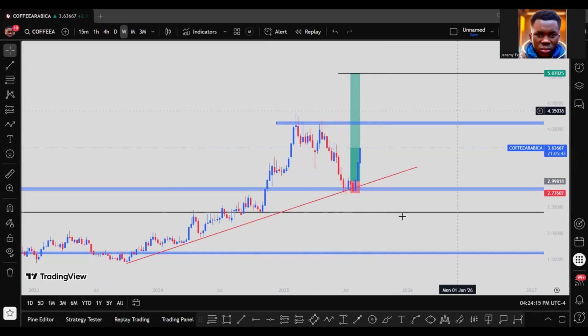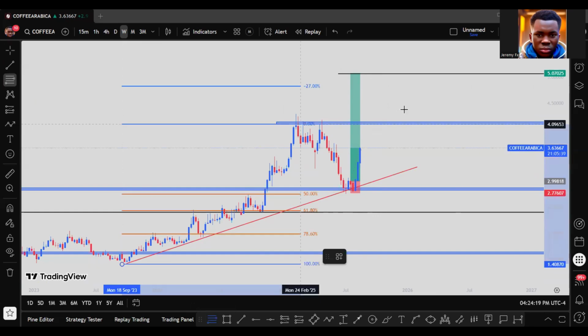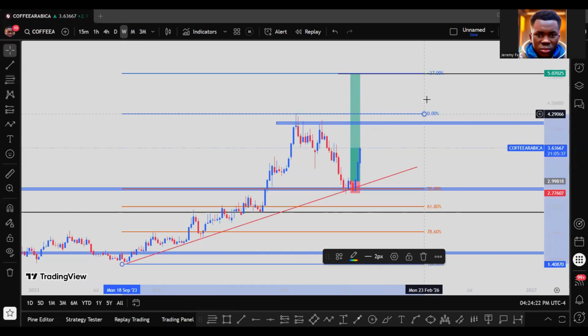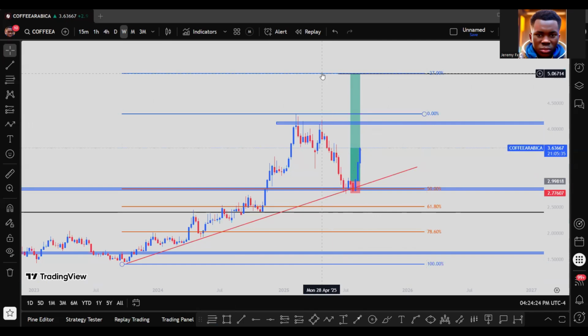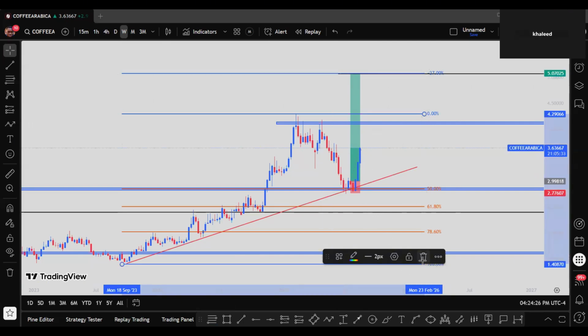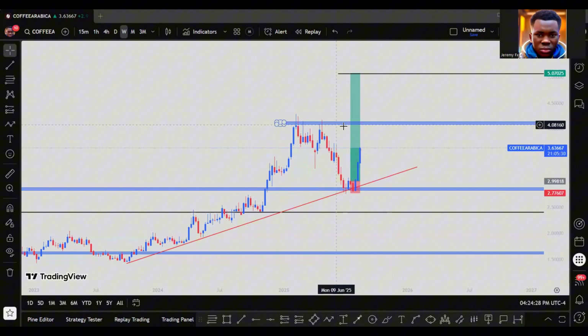So that's where the take profit is, around this level. It's just the 27% Fibonacci level. Let me check. Yeah, it's just the 27% Fibonacci level. But if you are trading it, you can still put your take profit here. This is the most realistic point to put your take profit. I just put it here because it's likely that price still gets into that zone.